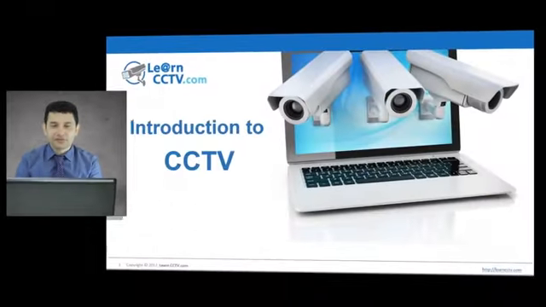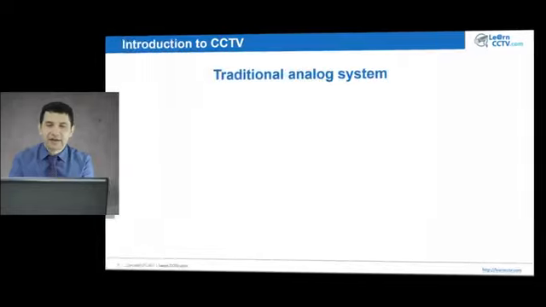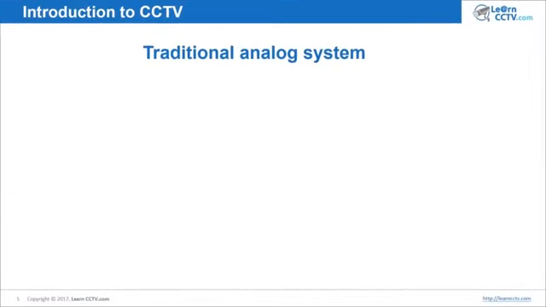So this is an introduction to CCTV. What is CCTV? It's a closed circuit television used to monitor and record videos to have evidence. Just basically like this, right? There's more to CCTV, of course, but let's keep it simple like this right now, and later you can learn more. So let's have an idea here of how a traditional system works.